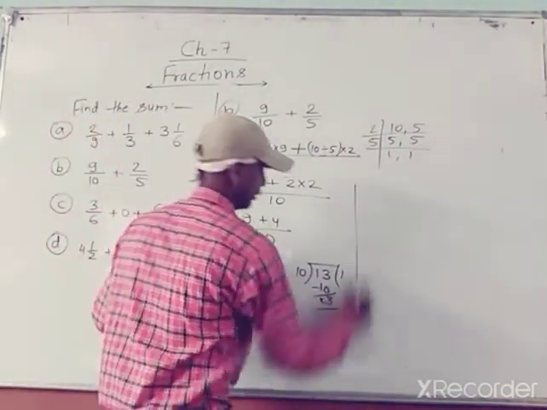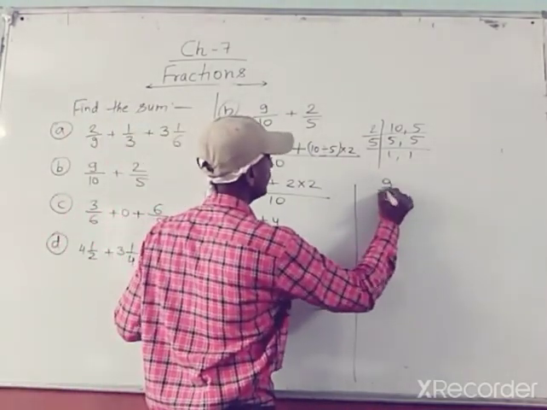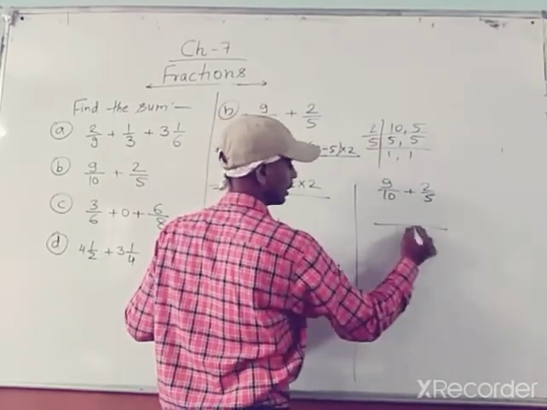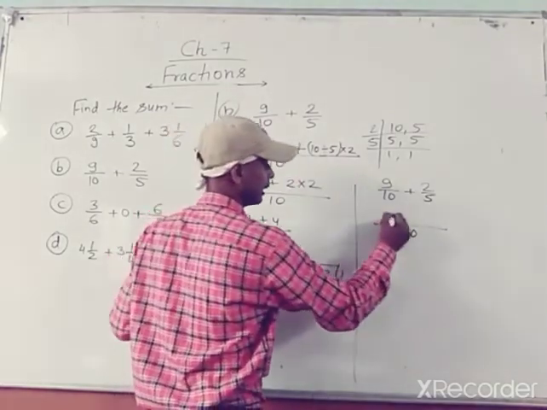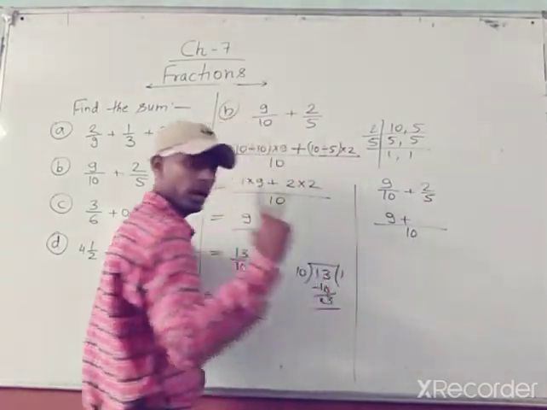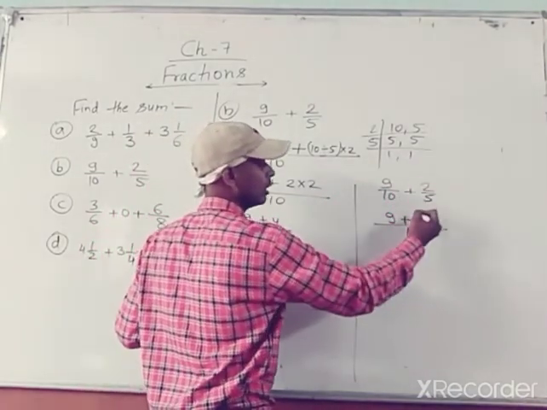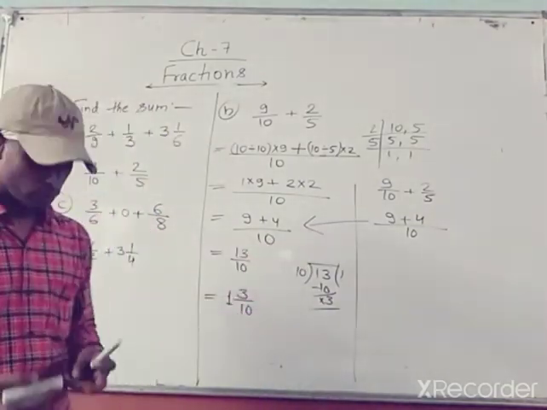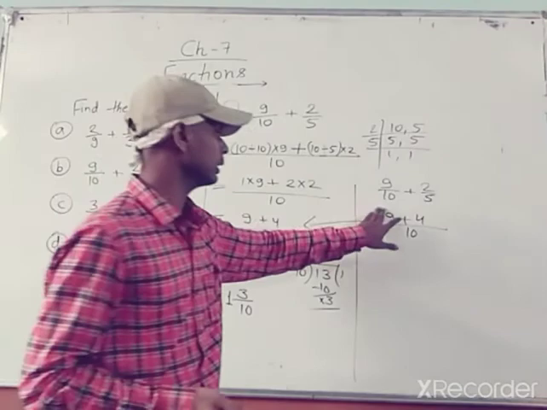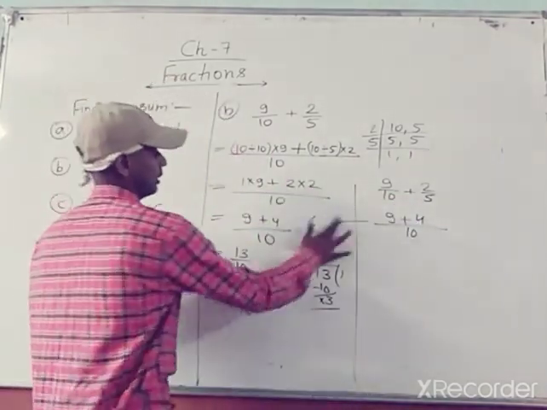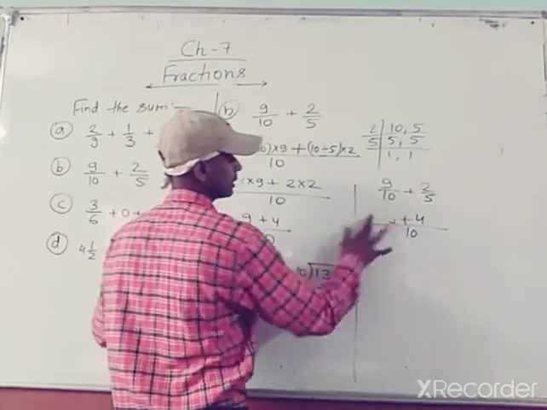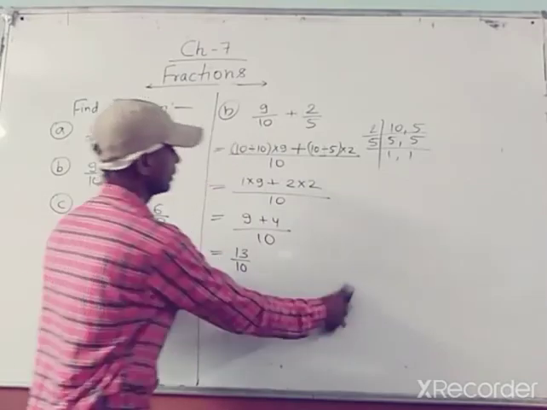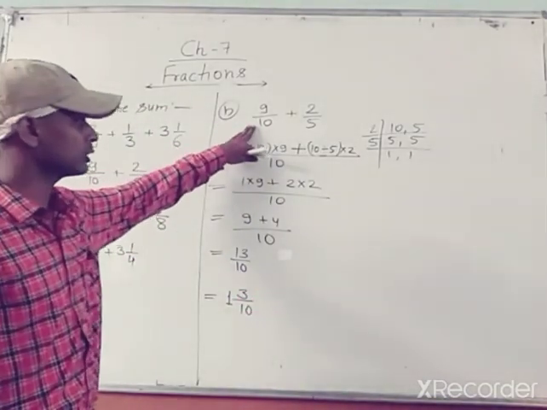See, if you want to do it directly, then say 9 by 10 plus 2 by 5. First of all, LCM is 10. 10 ones are 10, 9 ones are 9 plus 5 twos are 10 and 2 twos are 4, multiply this 2 into 2, now 4, same, and then 13 by 10. So if you want to do directly, then you can use this method, or you can use this method also. Okay. In this way, we can add two fractions.